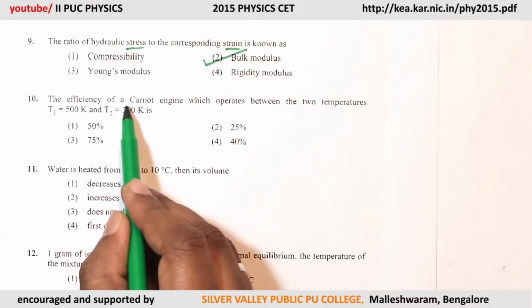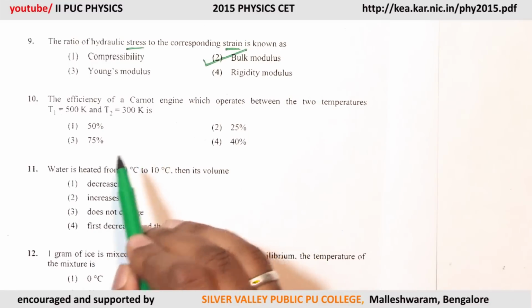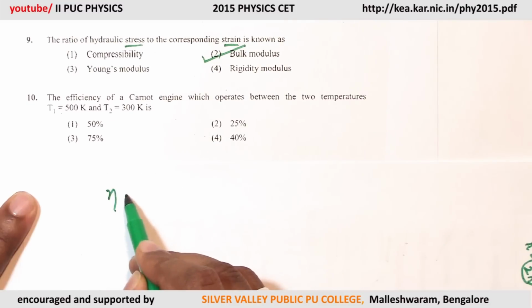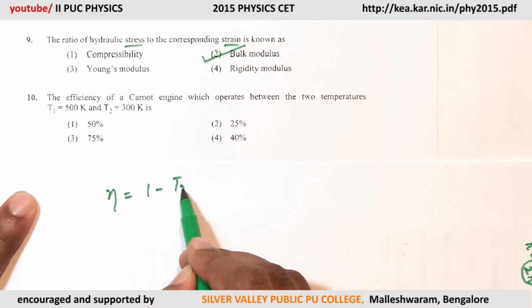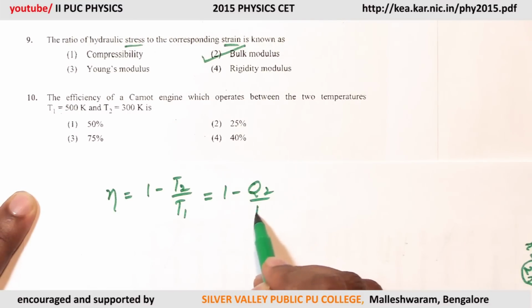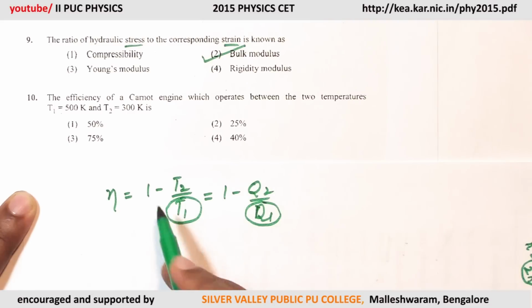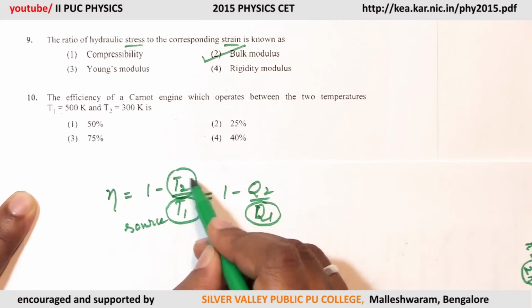The efficiency of Carnot's heat engine, which operates between two temperatures, is efficiency equal to 1 minus T2 by T1, or 1 minus Q2 by Q1. Okay. This is always related to source. Bear in mind, don't get confused. T1 is for the source, and T2 is for the sink.